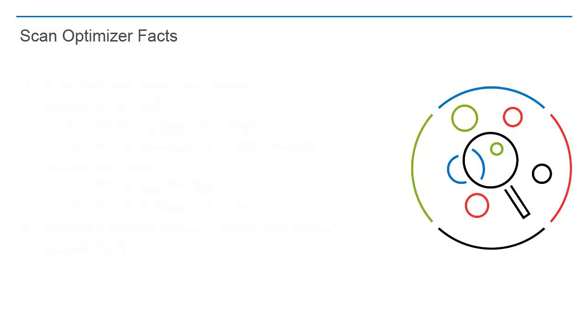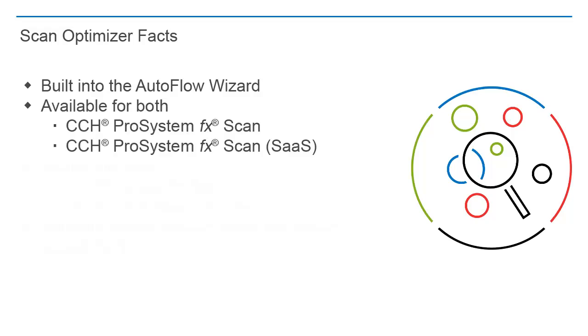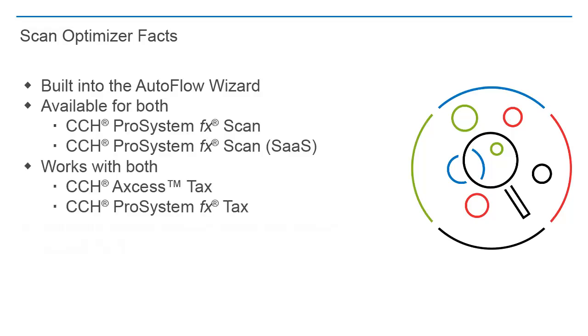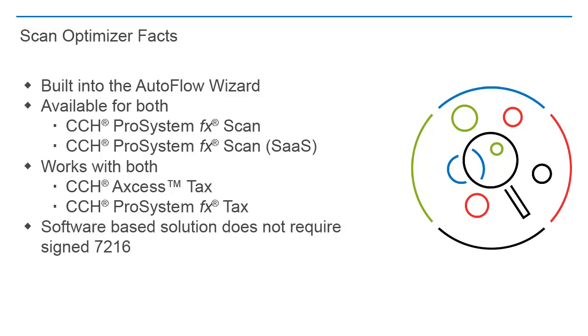Before we get to the details, there are a few notes to bring to your attention. The Scan Optimizer is built into the current AutoFlow Wizard and fully integrated into your workflow. Because it's built into AutoFlow, it is available for both of our Scan applications as well as both of our tax applications, so no one will miss out on this great new feature. It's also good to note that this is a technology-driven verification process. The data remains local to your firm and your users, so there is no need to have your clients sign a 7216 consent form. The data is in your full control at all times.